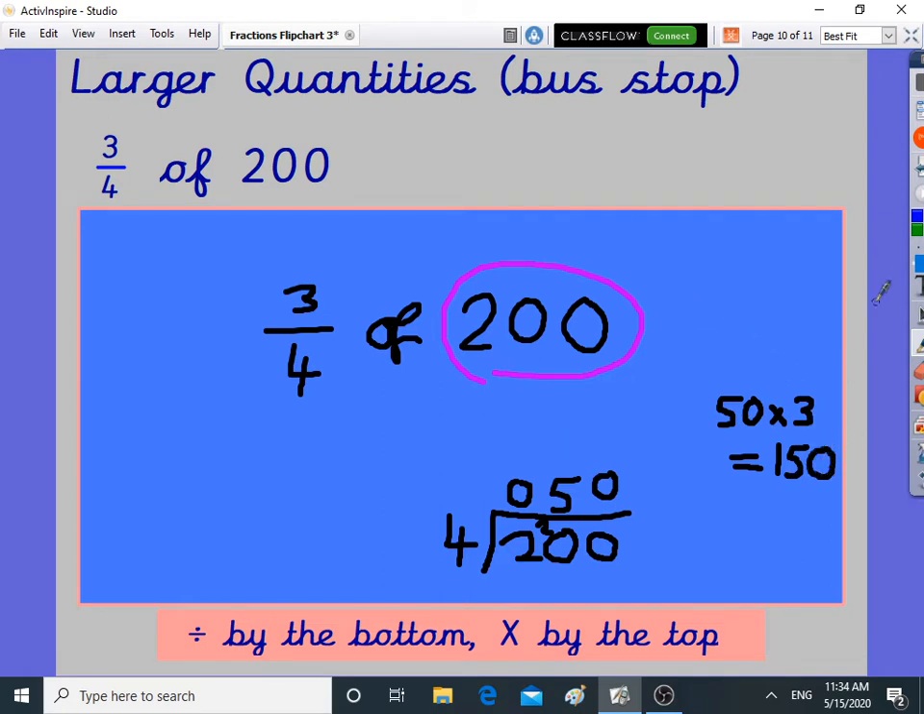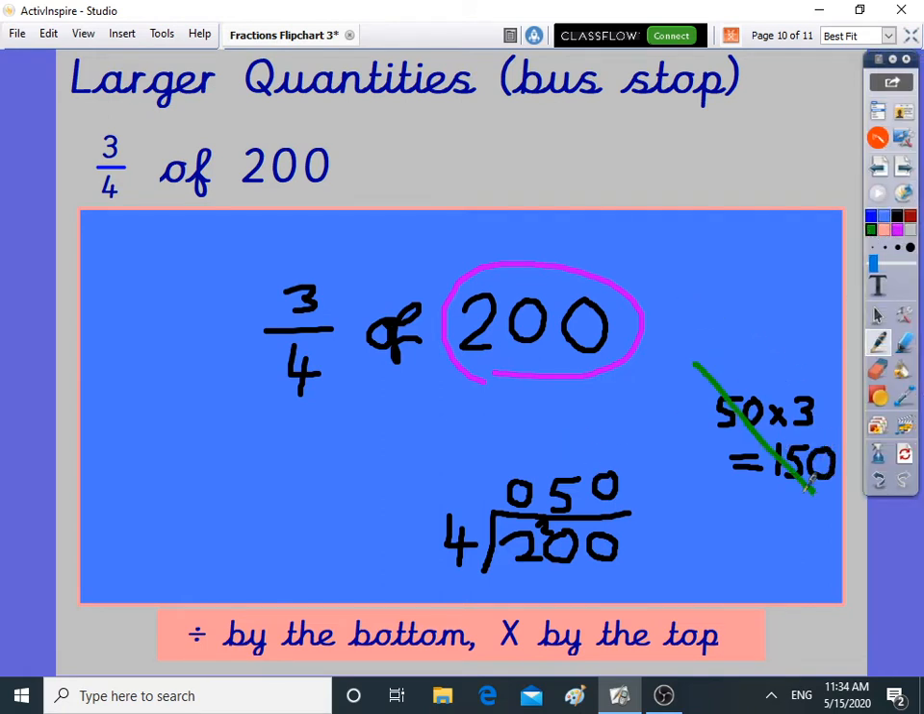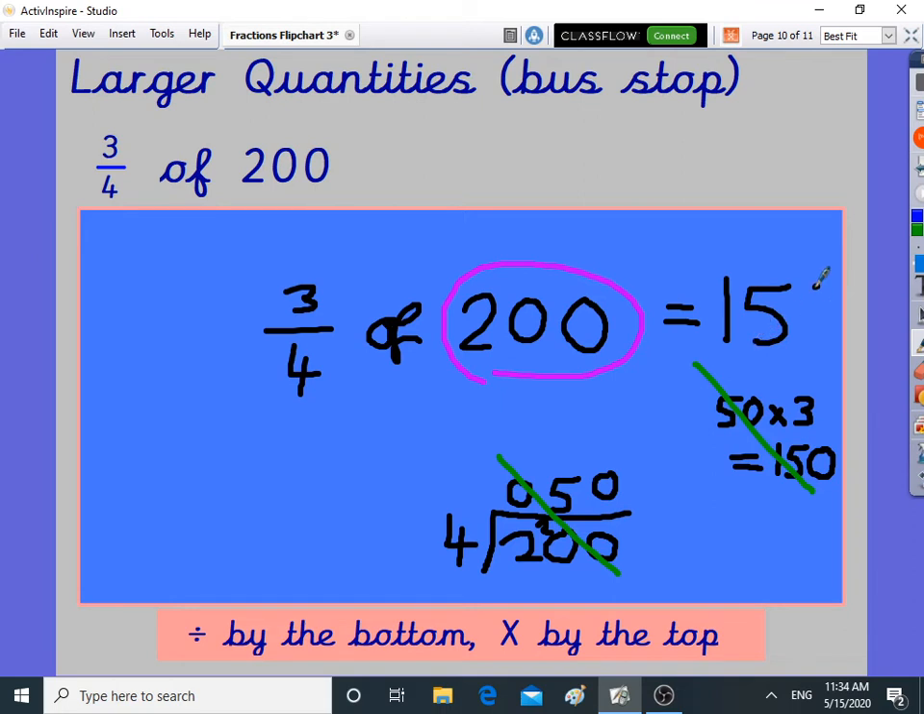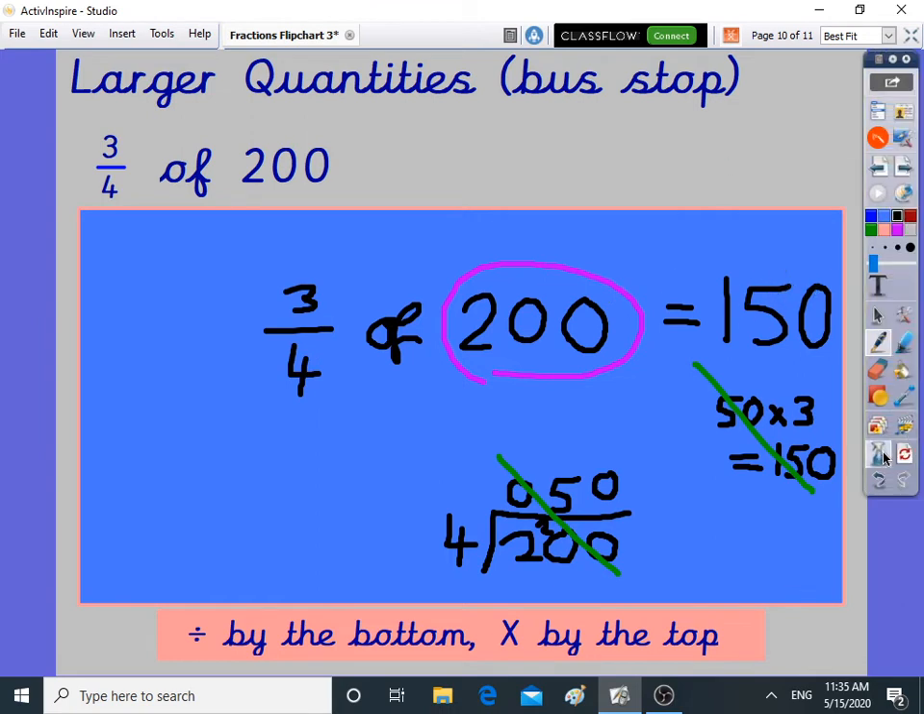So I needed to do a few workings. I'll just cross them out now that I've finished with them. I needed to do a few workings, but I got 150. If this is too hard for you, don't worry about this. This is just for people who really know what they're doing at this point. 3/4 of 200 is 150. If you had 4 out of 4 of 200, it would be 200. But we've only got 3 out of 4, so it's not 200, it's 150.